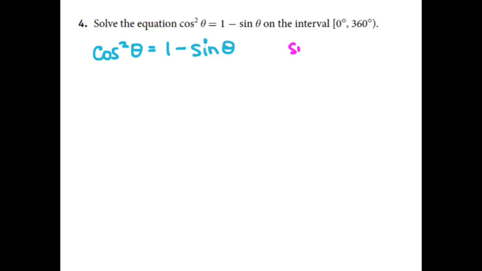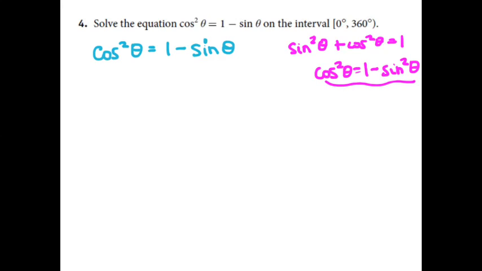Remember, we have the Pythagorean identity, that sine squared theta plus cosine squared theta equals 1. If I solve that for cosine squared theta, it's equal to 1 minus sine squared theta. And so I can use that version of the identity to replace cosine squared theta with 1 minus sine squared theta. And then over here on the right side, we're just going to keep it 1 minus sine theta. So now I have everything in terms of sine theta, and we can solve.